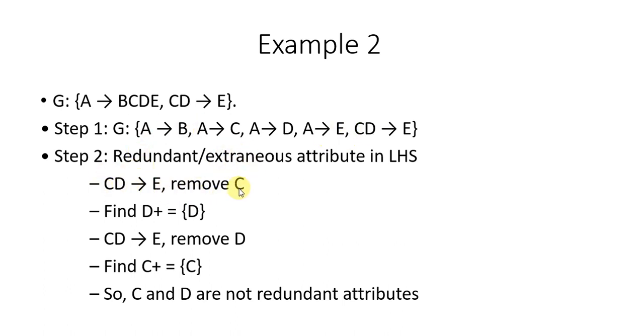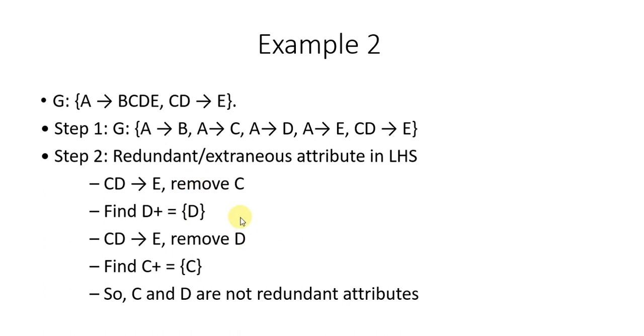Okay, so CD again, that is not going to make any change. So from CD to E, remove D. We are trying with another attribute. Okay, remove D. So now find C plus. Again, C plus will contain only C, because C is not there in any right hand side. So C plus will contain C alone. So C and D are not redundant attributes or extraneous attributes. Okay. So that is continued here.